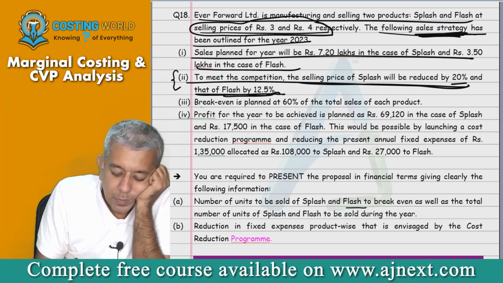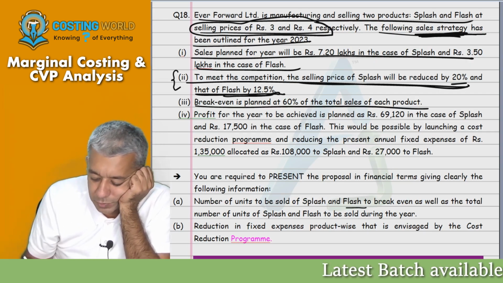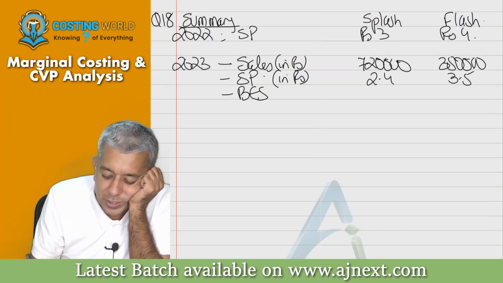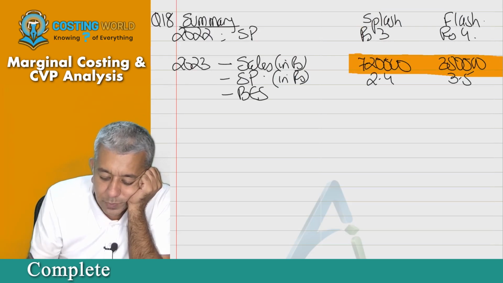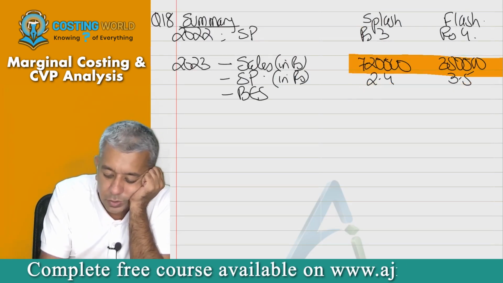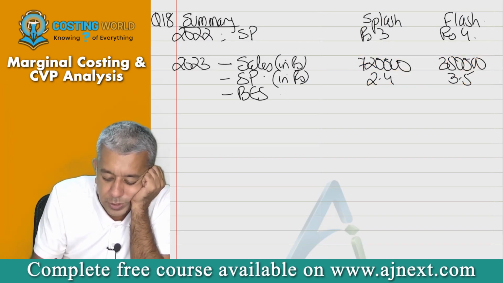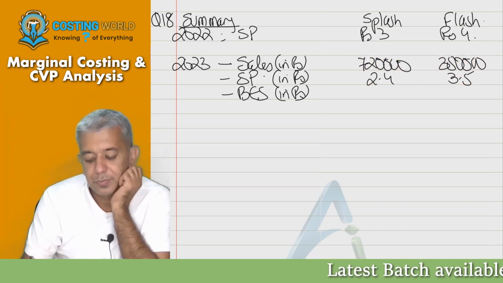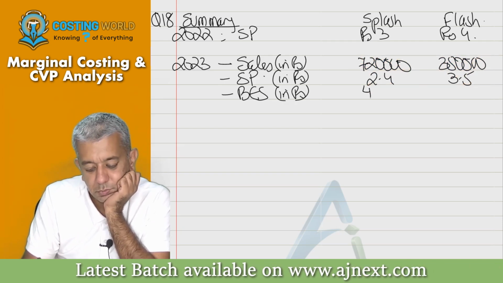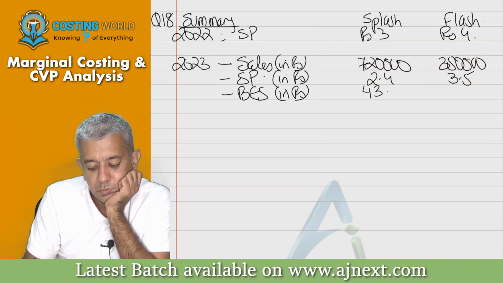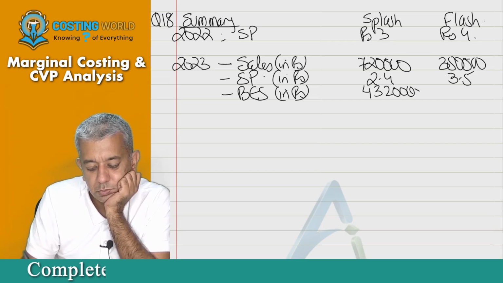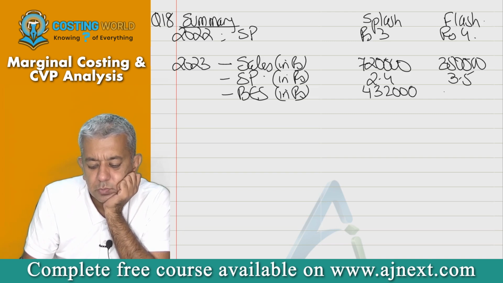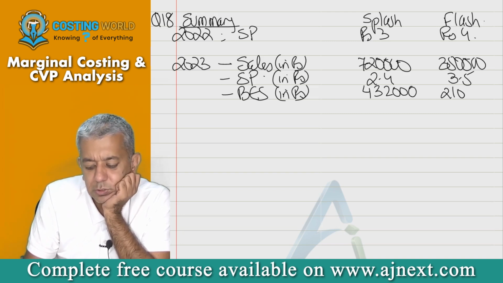Further, break even is planned at 60% of total sales of each product. So write down break even sales. Whatever is this figure, break even will be 60% of that. Okay, so you can take their 60% break even sales. Get me the 60% please. Four lakh 32 is correct? Yes, sir. Other figure? 2 lakh 10,000.